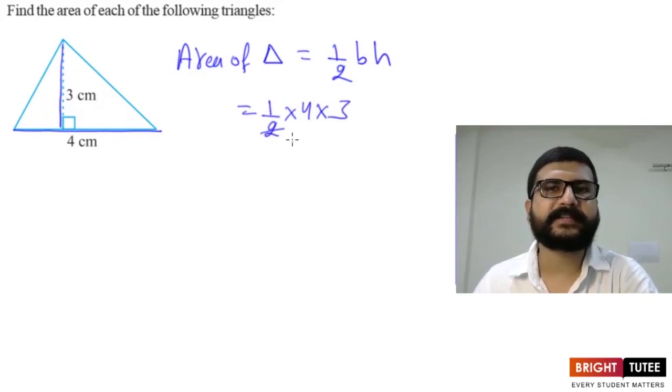Now we can simplify this. 2 ones are 2, 2 2s are 4. Now 2 into 3 will be 6. So therefore area is 6 square centimeters.